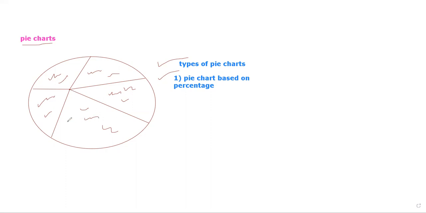For example, let me tell you that this is 25% of the total world. I'm just taking an example here: 25% of the total world. This is the total world, and this is only the population of India. That means this data is given in percentage. Clear, friends?